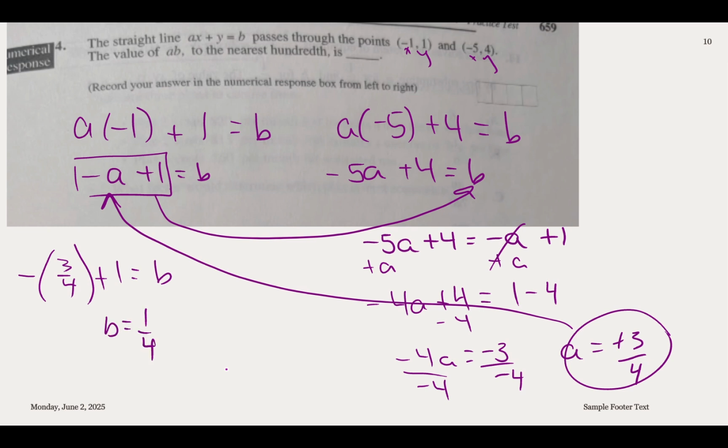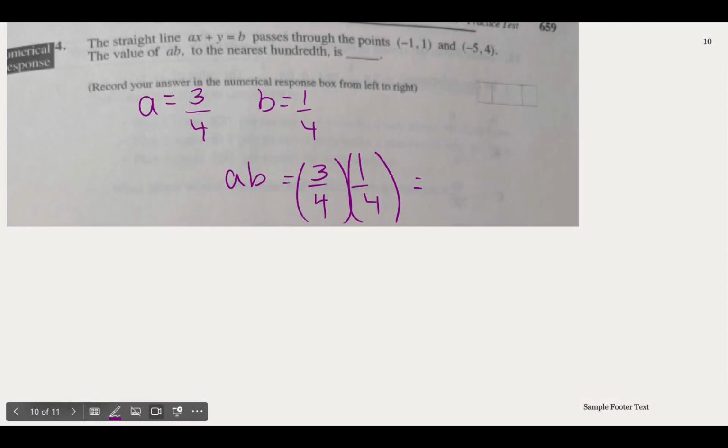And then we've solved this system because we know a and b, but then it's asking what is the value of ab, so a times b. So 3 over 4, and we want to multiply it by 1 over 4 and solve. So let's go ahead and do that. I'm just plugging it into my calculator.